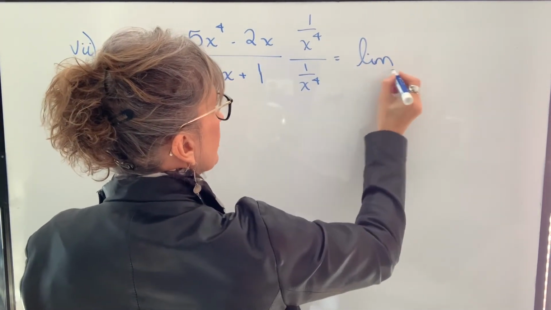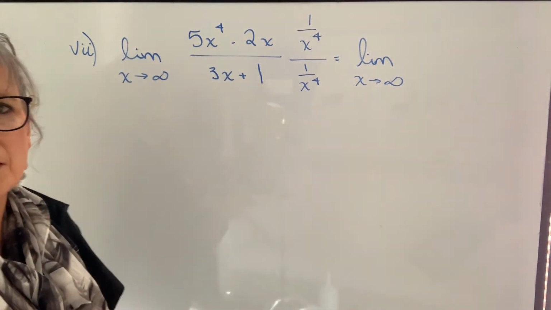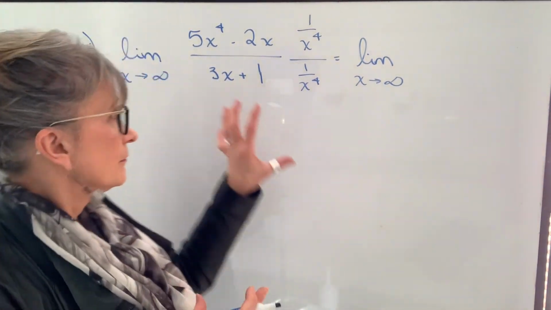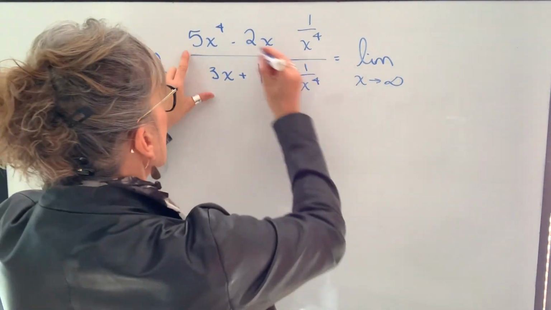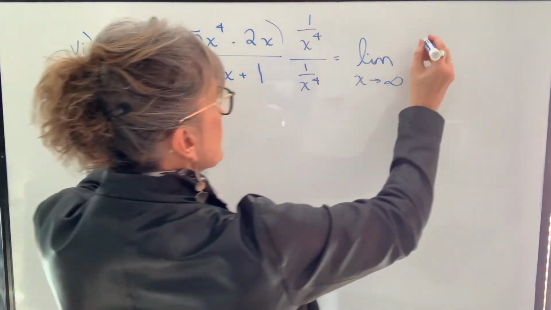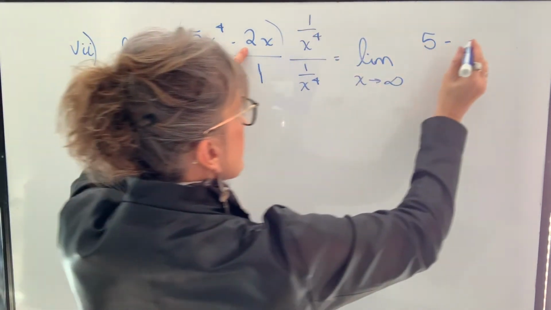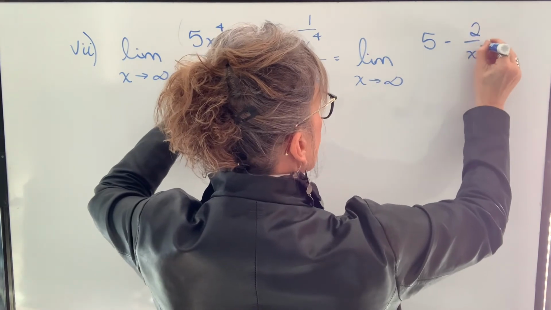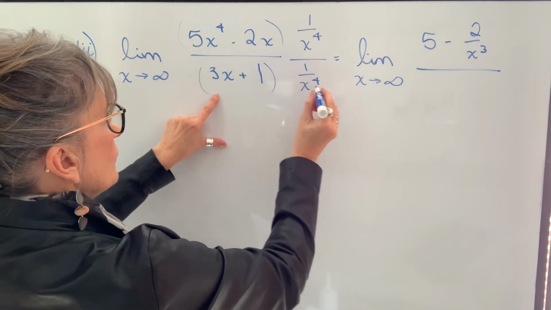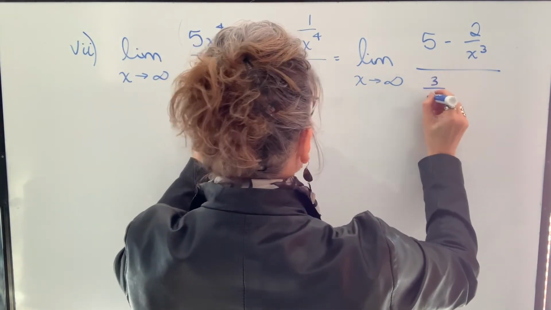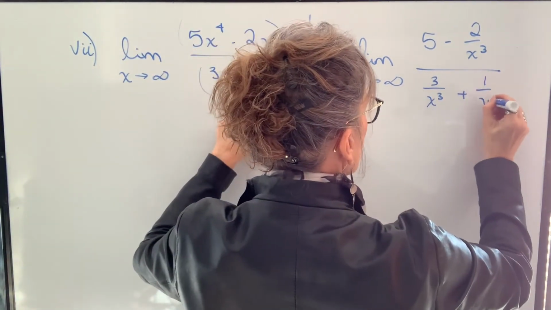Don't forget to write your limit notation, because I haven't evaluated anything yet. We're just manipulating this expression, and then I'll take a look at finding the limit. So 5x to the 4th times 1 over x to the 4th will be 5, minus 2x times 1 over x to the 4th will be 2 over x cubed. 3x times 1 over x to the 4th will be 3 over x cubed, plus 1 times 1 over x to the 4th.